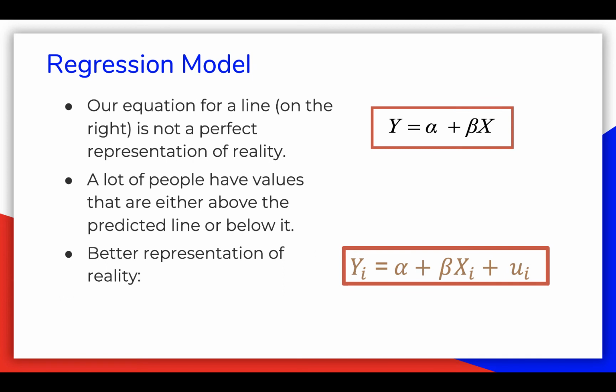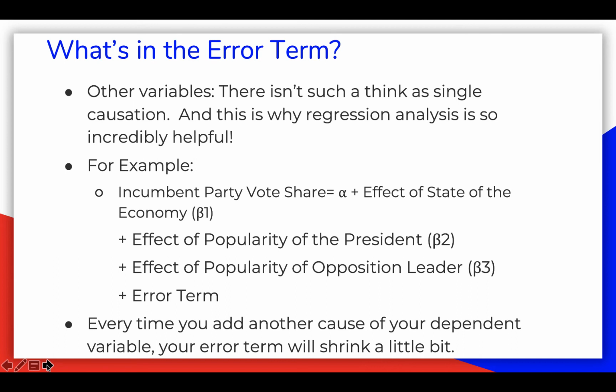So all those differences between the observation and the line of best fit are going to fall into this right here, this error term. So what's in the error term? Well, usually in our case, there isn't such a thing as single causation, right? And this is why regression is so helpful. What I mean by single causation is usually it's not just one thing that causes something, right?